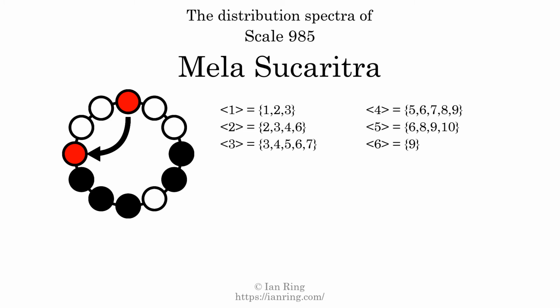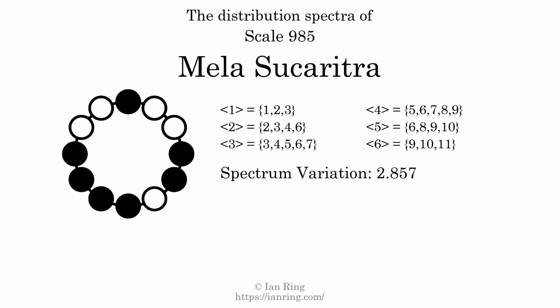9 semitones, 10 semitones, and 11 semitones. The spectrum width of this generic interval is 2. The spectrum variation is the sum of all the widths, divided by the number of tones. The spectrum variation of this scale is 2.857. Since the variation is greater than 0, this indicates that the scale is not perfectly even.